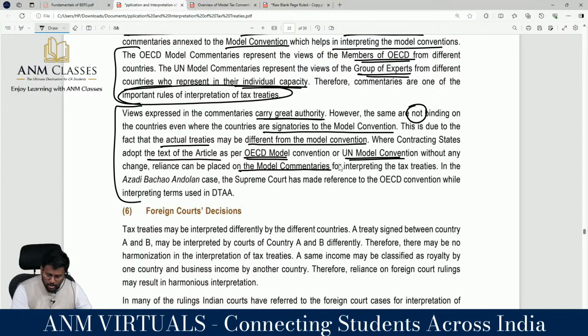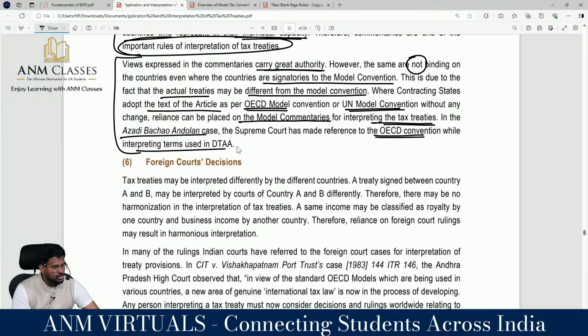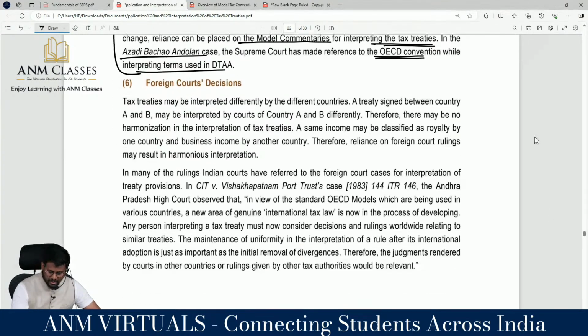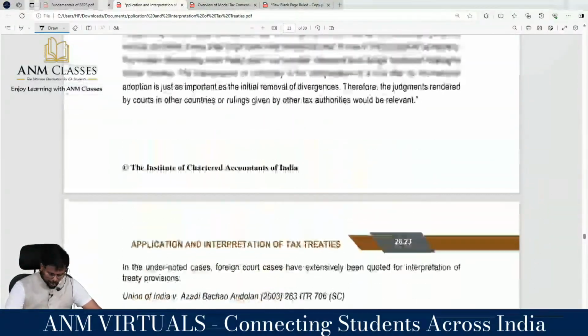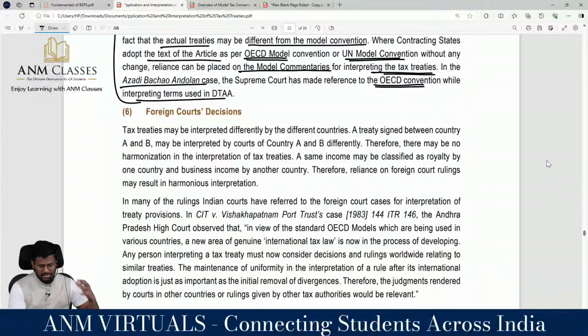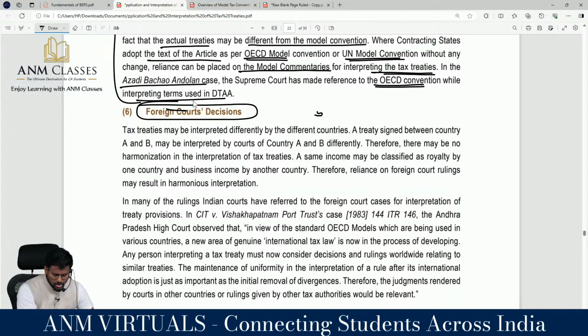Reliance can be placed on the model commentaries for interpreting the tax treaty. So we can utilize the commentary to interpret. In the Azadi Bachao Andolan case, the Supreme Court made reference to the convention while interpreting terms used in the DTAA. The second last source is foreign court decisions. Just as the Supreme Court's judgment is important, a foreign court judgment is also important to interpret a treaty.